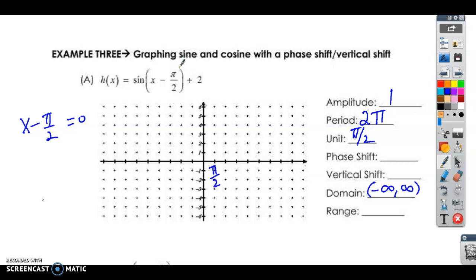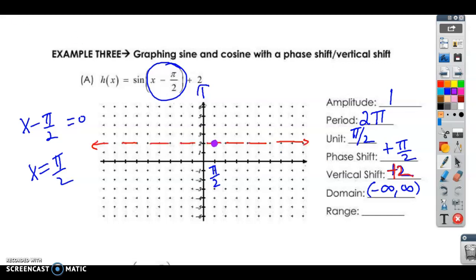To find the phase shift, we take what's inside the parentheses and we set it equal to 0. So the phase shift is pi over 2, and that's plus. It's positive. If it was negative, it'd be negative. All right, and we also have a vertical shift of 2, so that's going up 2. So you go ahead and you mark your vertical shift with a dotted line. And now we have to find our new starting point. Our original starting point was at 0, 0. Now our starting point is going to be at horizontal shift pi over 2, vertical shift 2. So the phase shift is our x and our vertical shift is our y. That's our new starting point.